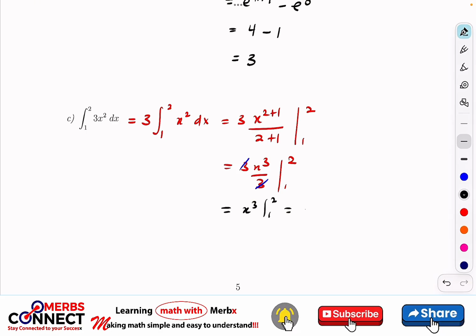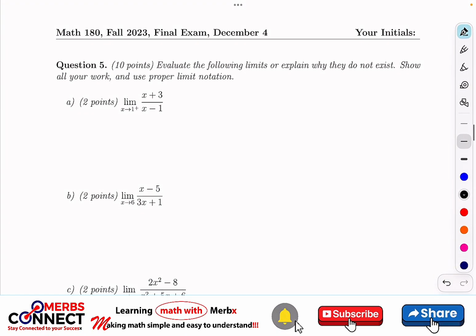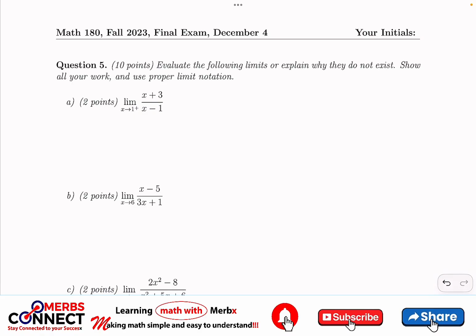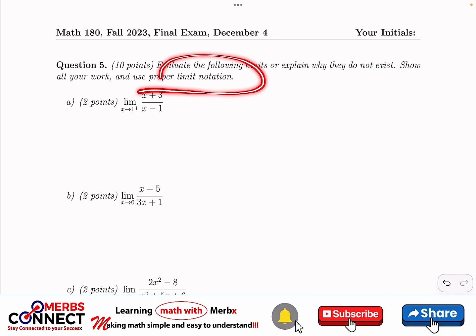Then plug in the upper limit: 2 to the power 3 minus 1 to the power 3. So 8 minus 1, and this is going to give us 7. So that's question 4. And let's look at question 5. Now, it's always good to read the questions before you do. So evaluate the following limits, explain why they do not exist, show all your work, and use proper limit notation.